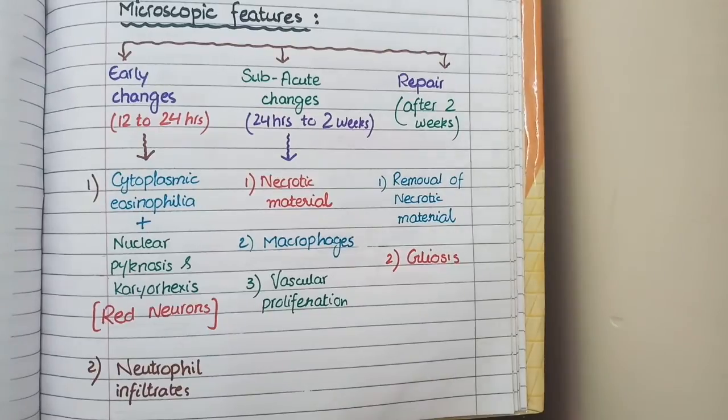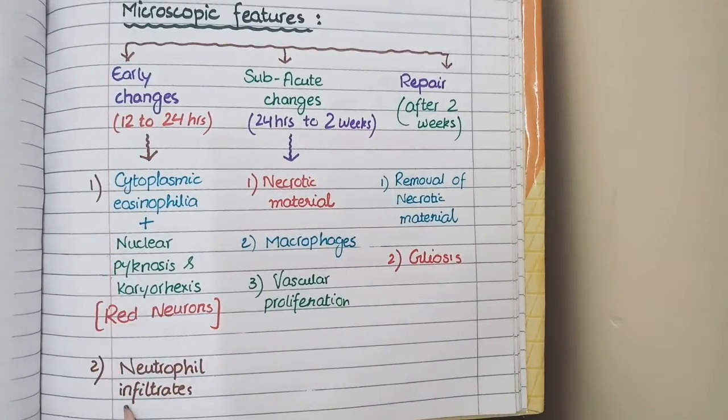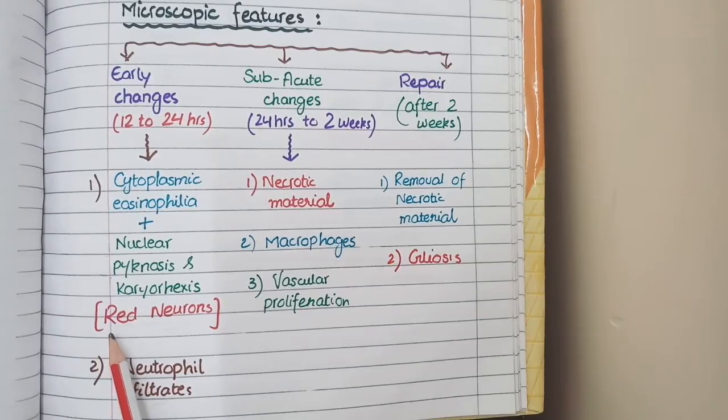The changes which occur in day 1 are characterized by irreversible cell injury or necrosis and infiltration of acute inflammatory cells, neutrophils. Now this process of necrosis or irreversible cell injury becomes visible by the manifestation of hypereosinophilia of neurons, and when the neurons become hypereosinophilic, we call them red neurons.